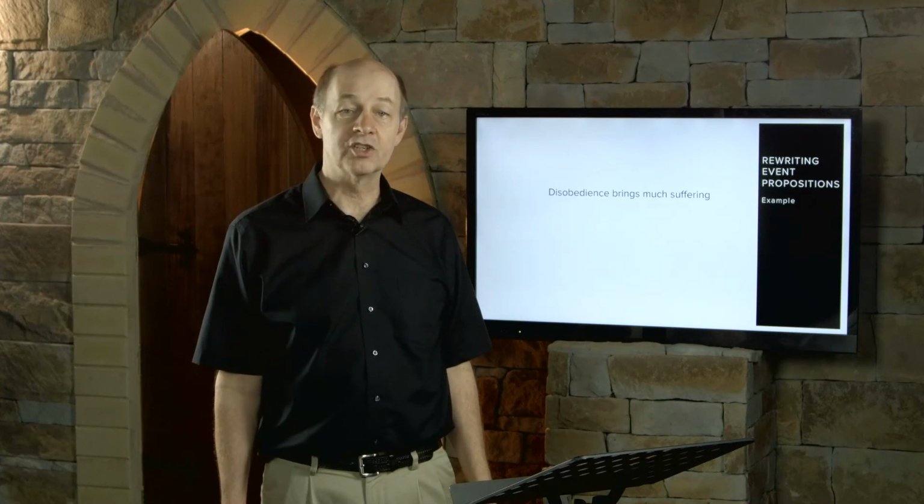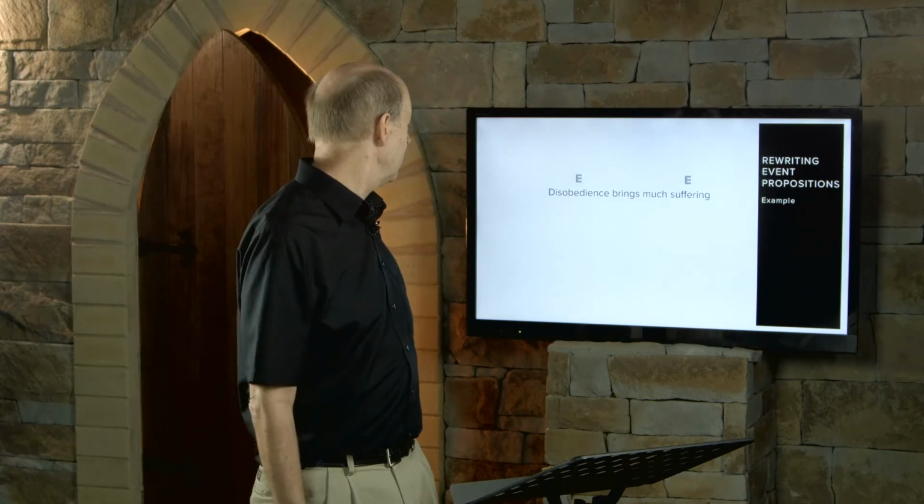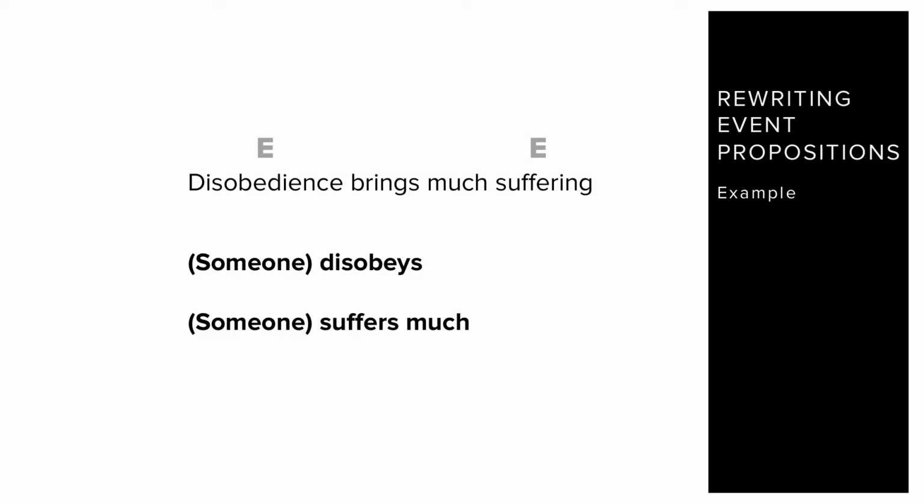Disobedience brings much suffering. This one is similar to the last. We again have two events, disobedience and suffering. We don't know who it was that disobeyed, but someone disobeys, someone suffers much. The chronology is correct already in this one.